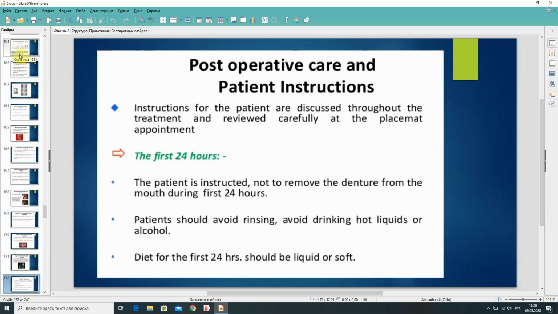Post-operative care and patient instructions. Instructions for the patient are discussed throughout the treatment and reviewed carefully at the placement appointment. The first 24 hours: the patient is instructed not to remove the denture from the mouth during the first 24 hours. Patients should avoid rinsing and avoid drinking hot liquids or alcohol. Diet for the first 24 hours should be liquid or soft.